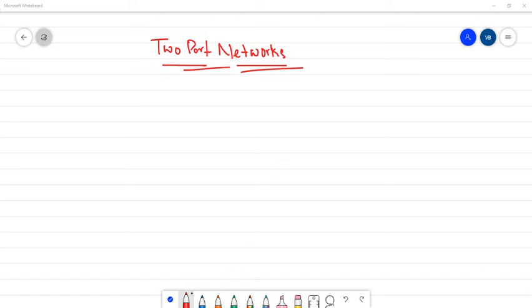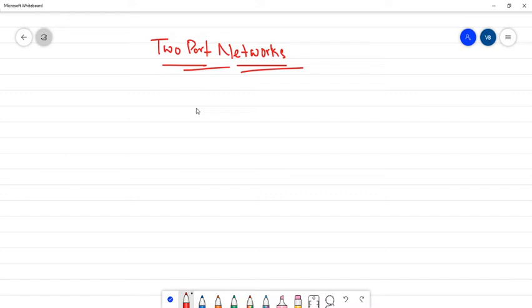So in today's session, I am going to explain the two-port networks. What is meant by a two-port network, how they are constructed, what are the different classifications we can get in the two-port networks, how we are going to solve the network by using two-port networks, and what are the characteristics that we are going to learn in this chapter, that is two-port network.